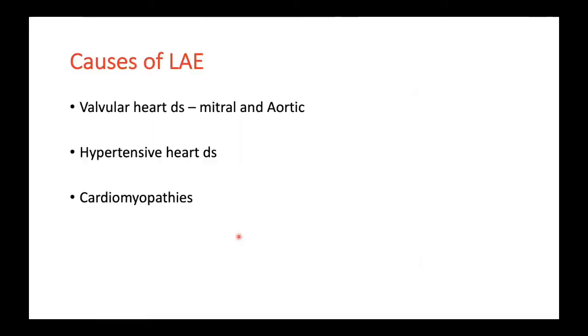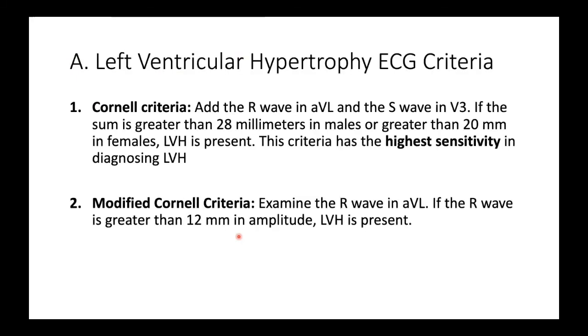So what are the various causes of left atrial enlargement? It is again valvular heart disease, and the most common valvular heart disease to cause left atrial enlargement is mitral stenosis. Second most common will be mitral regurgitation. Third will be aortic valve diseases. Then we have hypertensive heart disease, and cardiomyopathy like dilated cardiomyopathy or hypertrophic cardiomyopathy, which can cause left atrial enlargement.